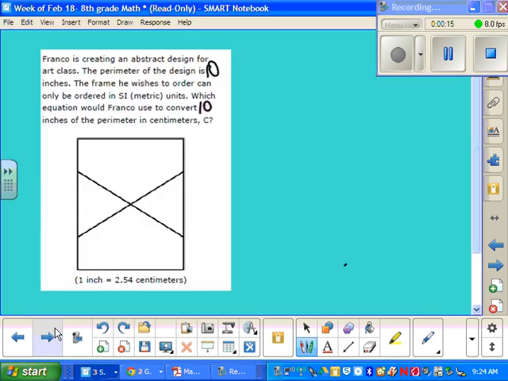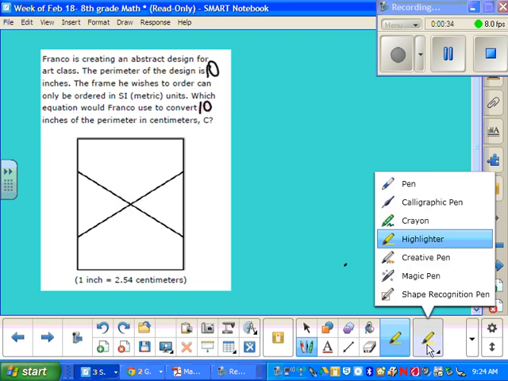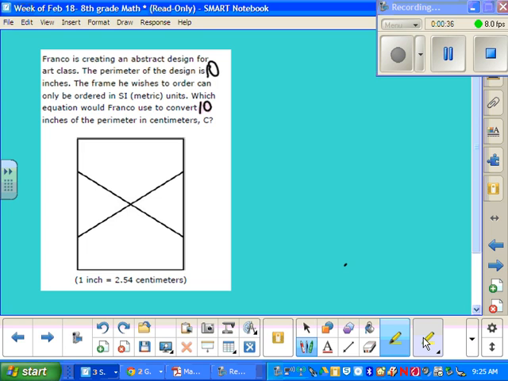Okay, question number 1. Franco is creating an abstract design for art class. The perimeter of the design is 10 inches. The frame he wishes to order can only be ordered in SI metric units. Which equation would Franco use to convert 10 inches of the perimeter in centimeters? C. And they also tell us, look at the bottom of the picture, that 1 inch equals 2 and 54/100 centimeters. Very simply, that is your conversion there. You're going to multiply those two together.